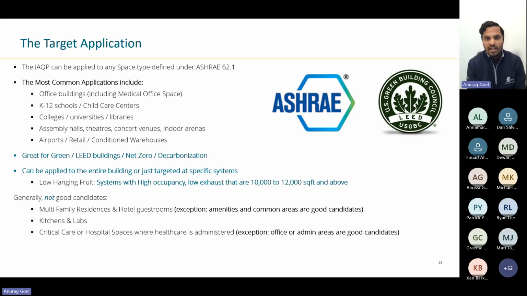Most notably, a lot of the IAQP projects we've done in Ontario have been in office buildings, K through 12, colleges, event spaces, transportation hubs, warehouses, and many other building types as well.